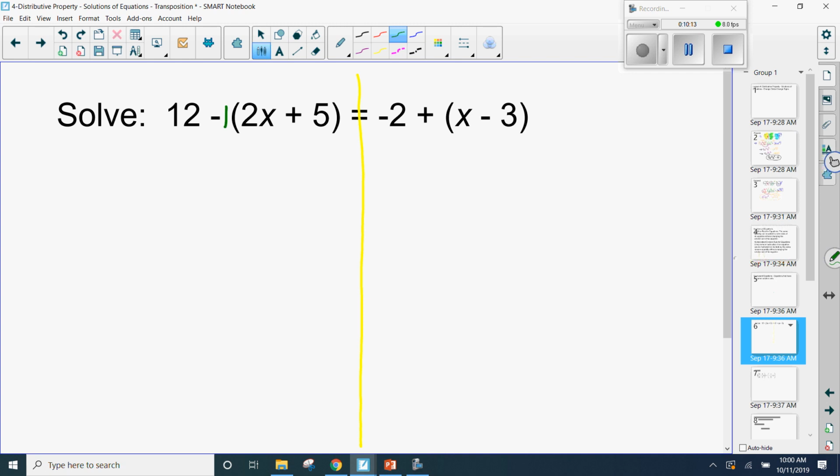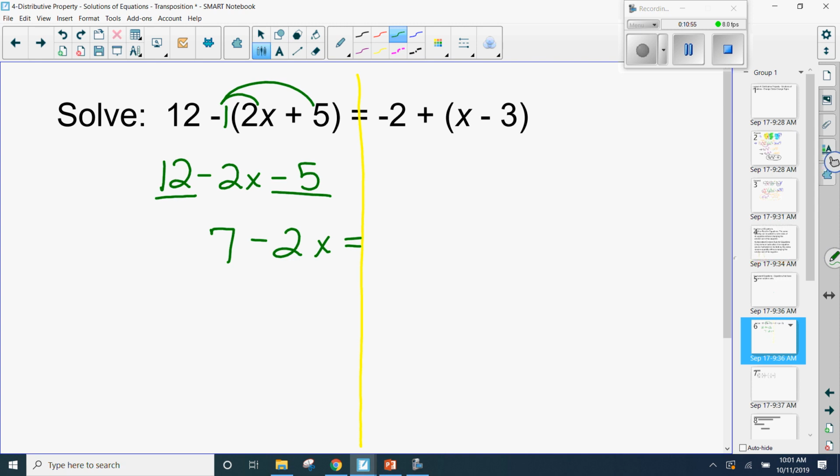Yeah, the distributive property, that's like a -1. So I want to distribute it to those two values. So you're going to get 12 minus 2x minus 5. A negative sign in front of the parentheses says change the sign of every single term inside. Distribute it. Is that simplified now? No. Because what can you do with these two terms? Throw them together and you get 12 minus 5, which is 7. So you get 7 minus 2x. Now is that simplified? Yes.